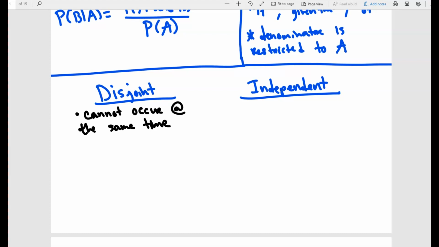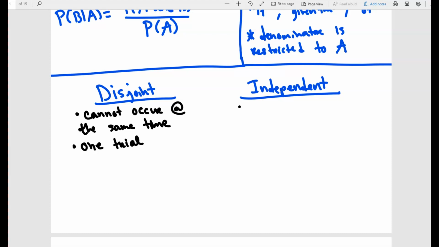So, for example, you can't have heads and tails in one particular toss. So, what that means is that disjoint events exist only in one trial. Okay, so if I only do something one time, so I flip a coin just once. Okay, that's where disjoint events kind of exist.